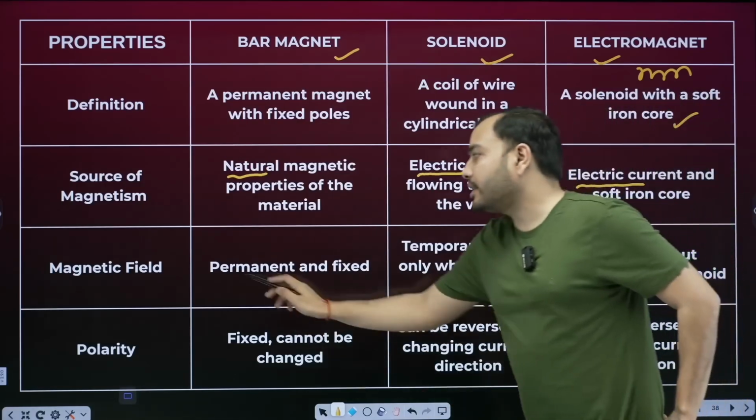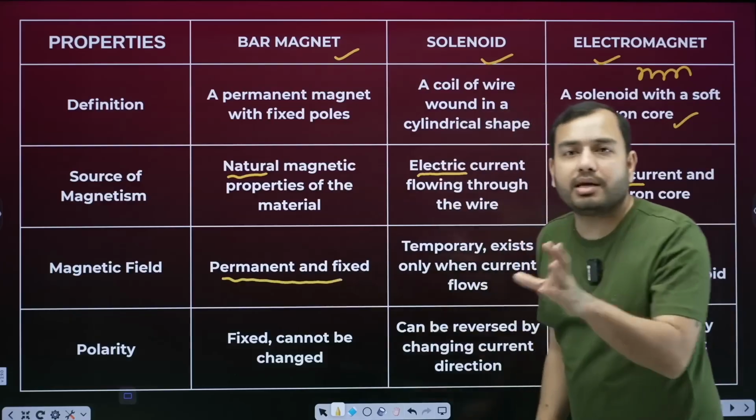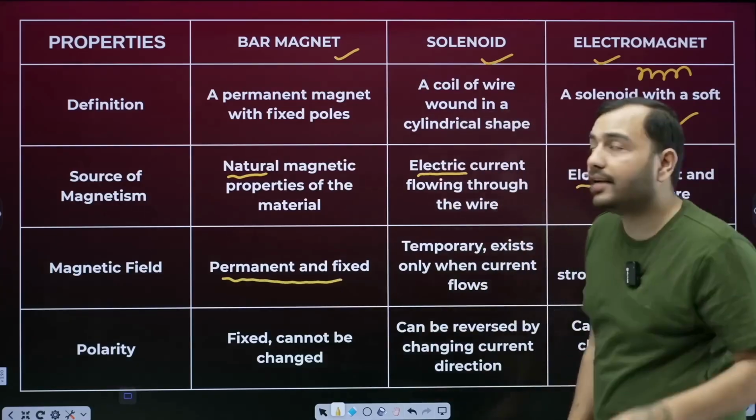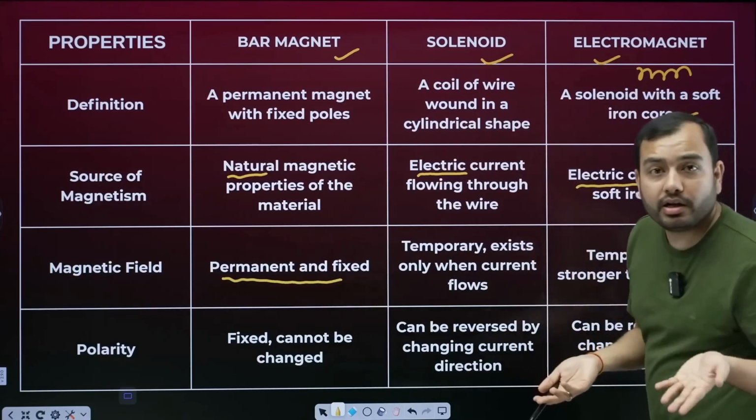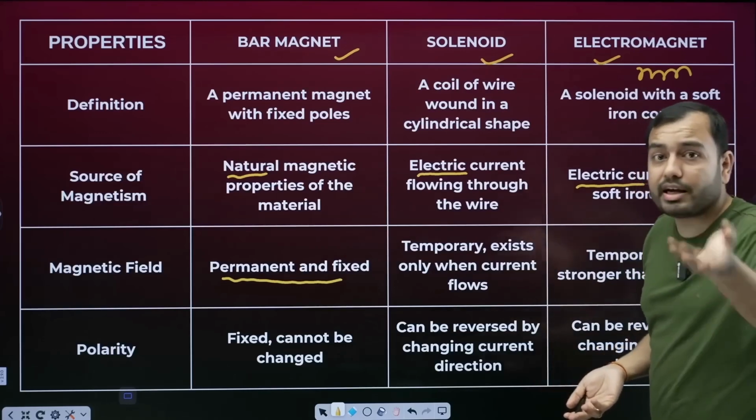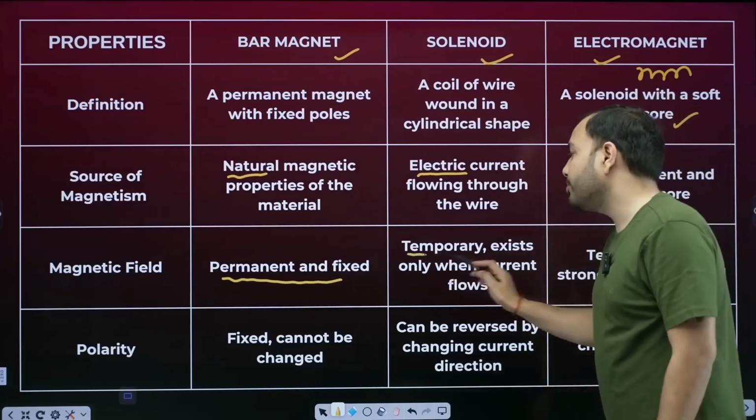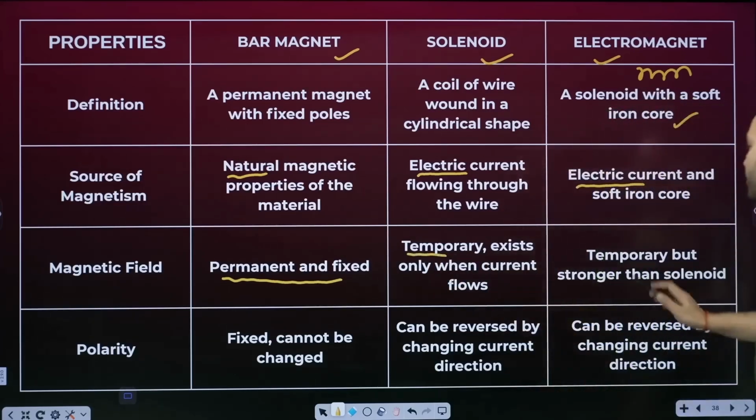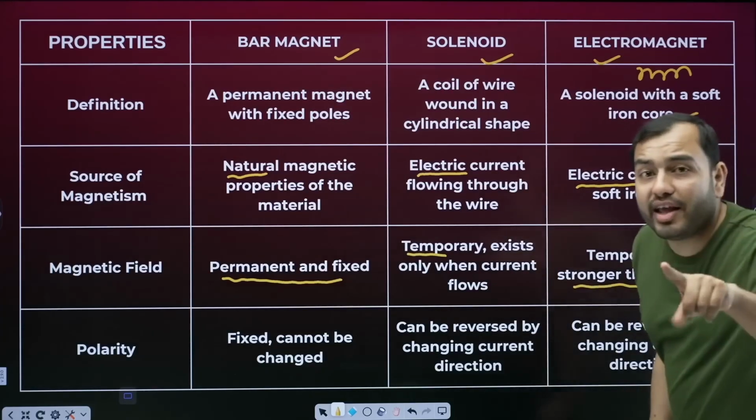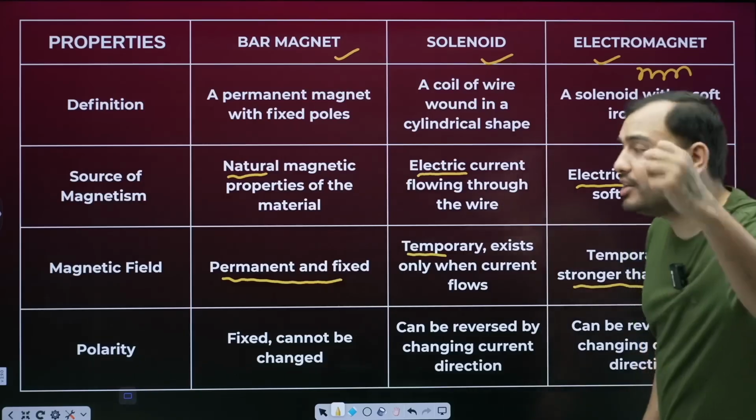Let's talk about the magnetic field. For a bar magnet it is permanent and fixed; whatever the magnetic field is, it stays the same. For the solenoid you can change its magnetic field: if you increase the current, the magnetic field will increase; decrease the current, the magnetic field will decrease. It is temporary, existing only when current flows. The electromagnet is also temporary but stronger than a solenoid. Why is it stronger? Because the soft iron core also gives it a magnetic field.